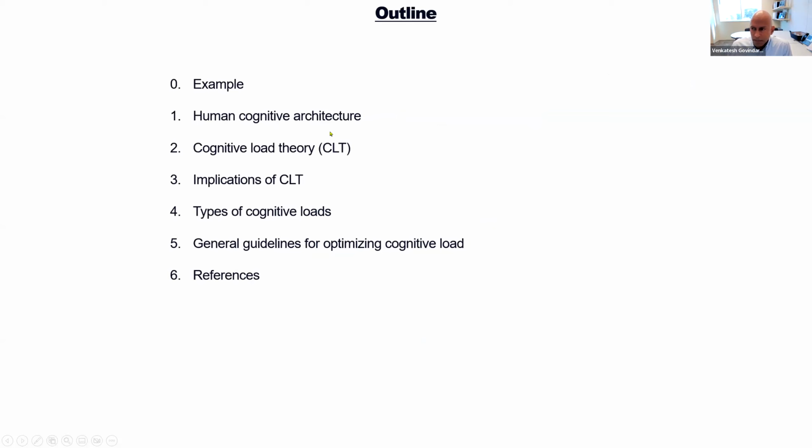So these are the topics I will talk about. I will begin with an overview of the organization of human cognitive architecture. Then I will go over cognitive load theory and its implications. Then I'll briefly describe the 3 types of cognitive loads and general ways of optimizing cognitive loads. It'll take me about 20, 25 minutes to get through this.